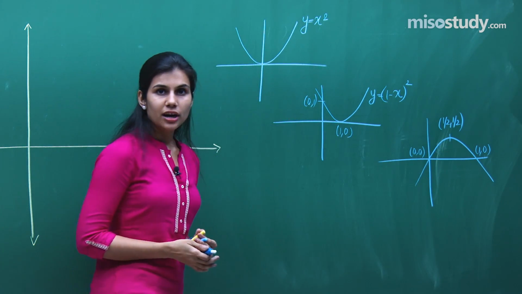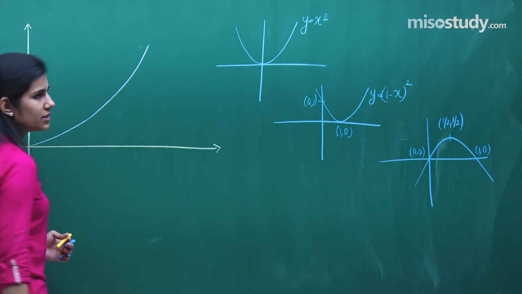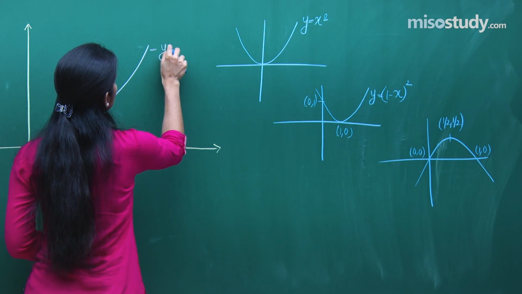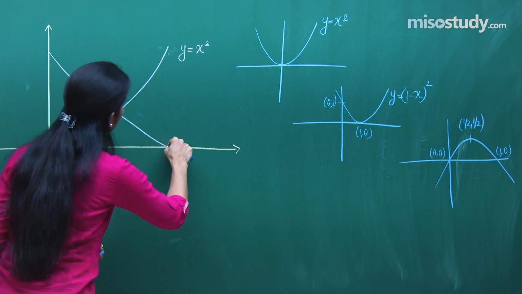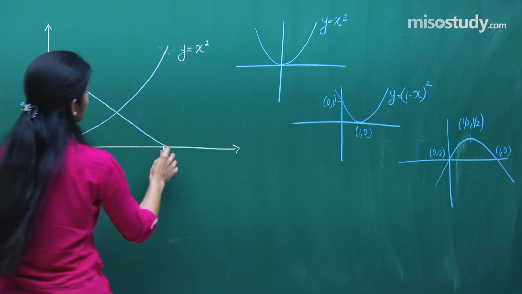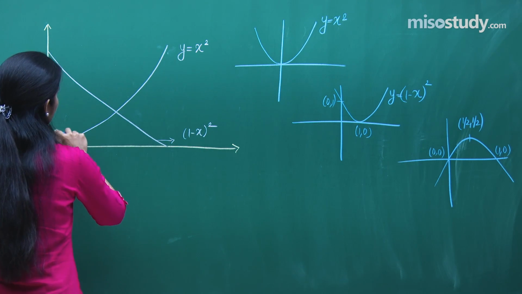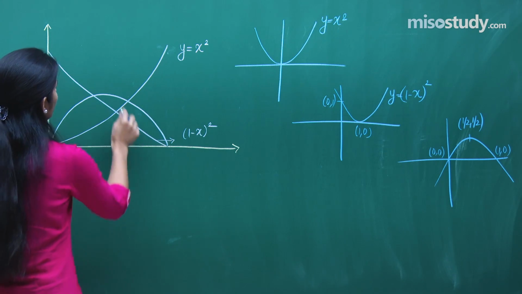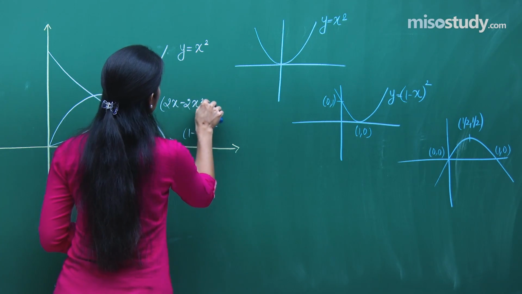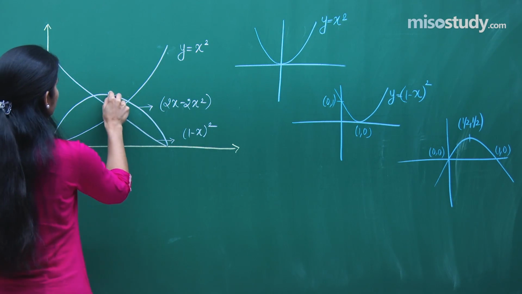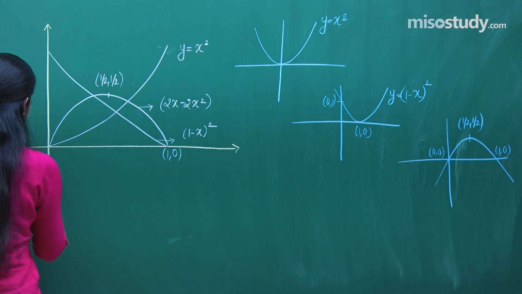So when all these three are graphed together just in the range 0 to 1, what you get is, this is y equals x square. I'm just plotting the magnified range. Then this is your, this one, which is (1 minus x) whole square, and then you have this one, which is 2x minus 2x square. So this point somewhere here would be (1/2, 1/2). This is (1, 0), and this is (0, 1).